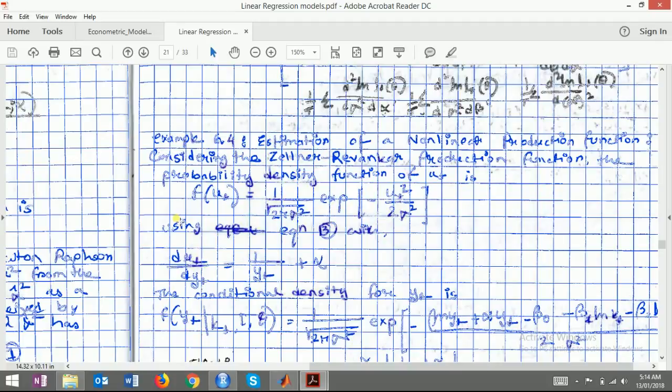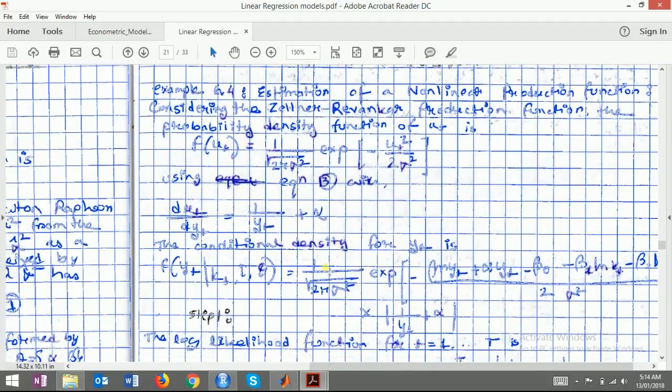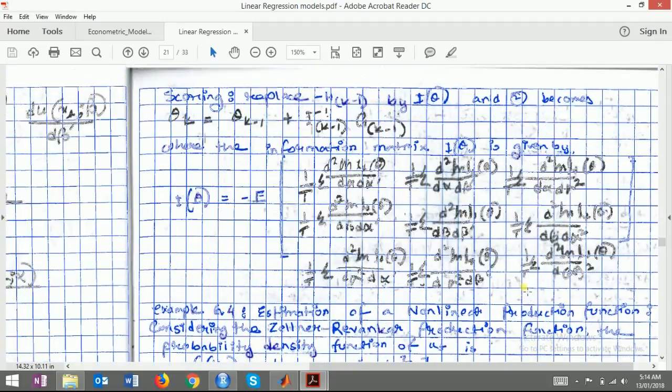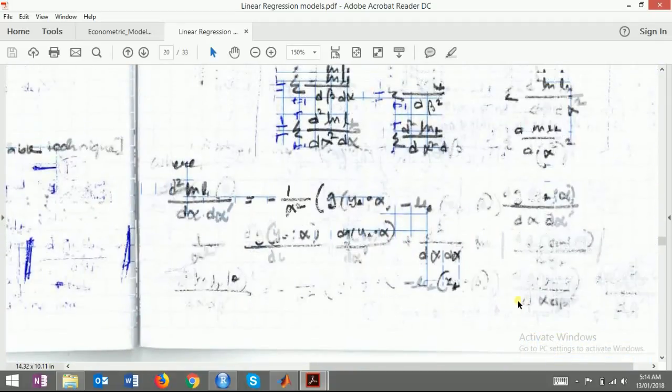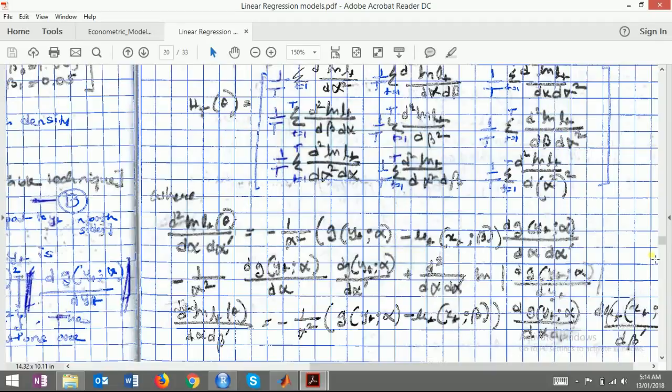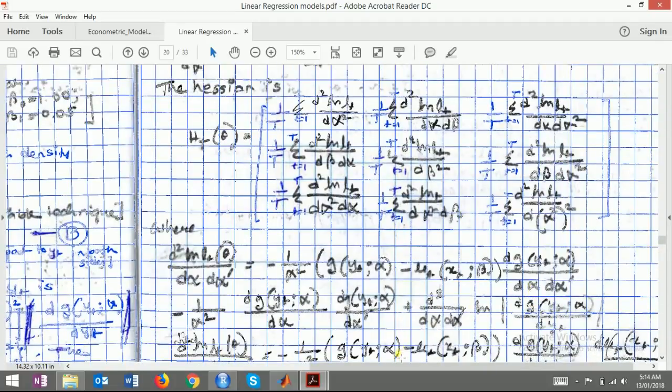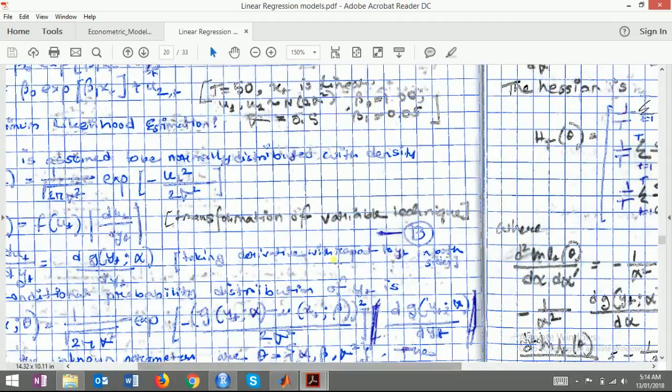So the conditional density function for yt is now the conditional density function of, so dyt is 1 by yt plus alpha, because we're just going to go back and have a look into the Zellner-Revankar production function. Okay, just bear with me a moment.